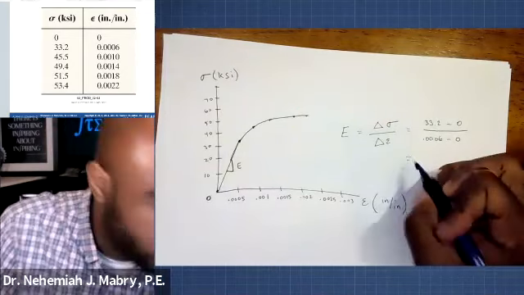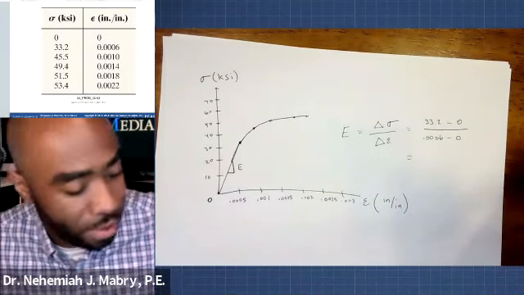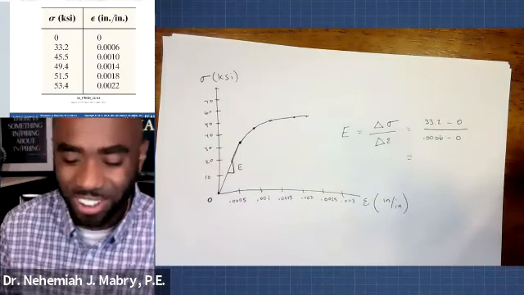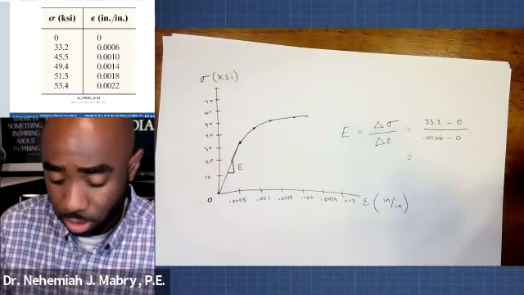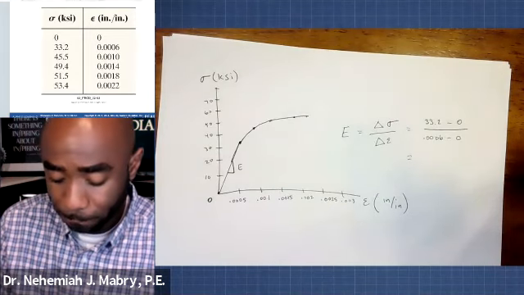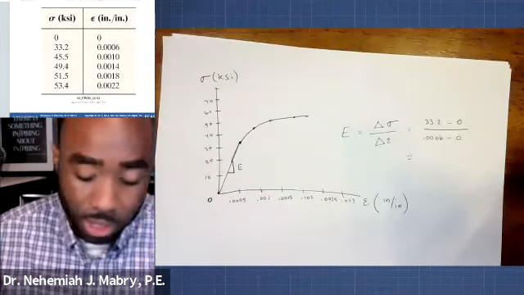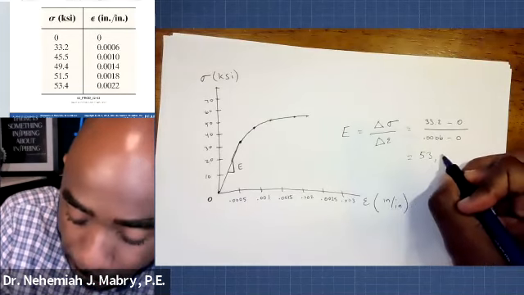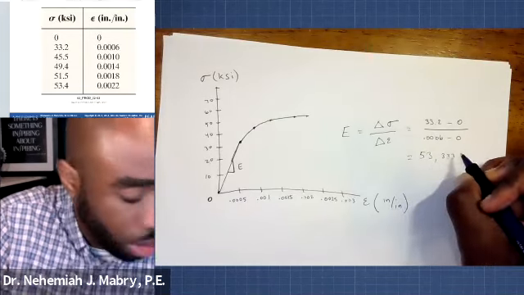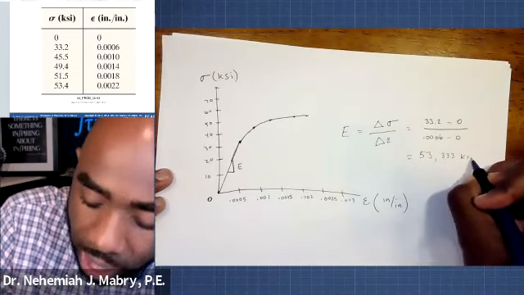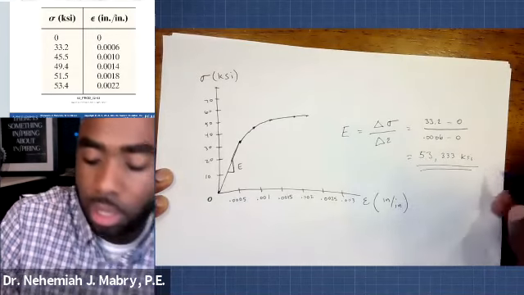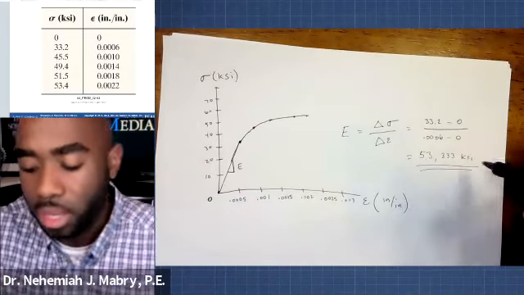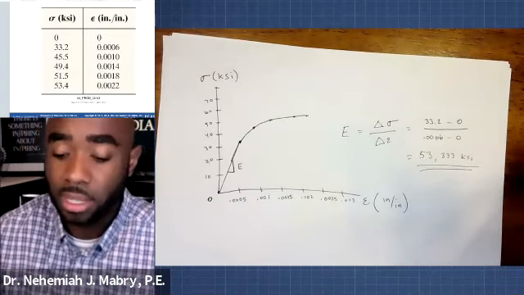This is straightforward. This is elementary math based on where you all are now in terms of what you understand. So let's see, 33 divided by 0.0006. And the answer, my friends, should be 333 KSI.